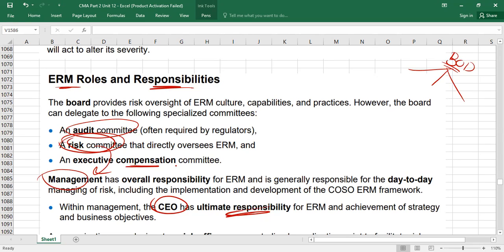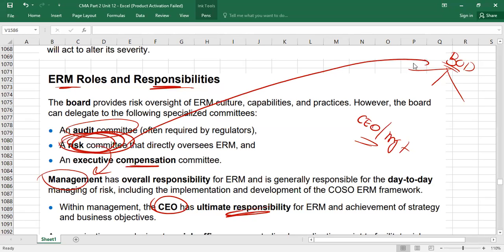So two points you have to remember. For the CEO we can use the word management also. Management is responsible for day-to-day risk management, but the risk management must be overseen by a risk committee. Risk committee means the board of directors, because the risk committee is a part of the board of directors.